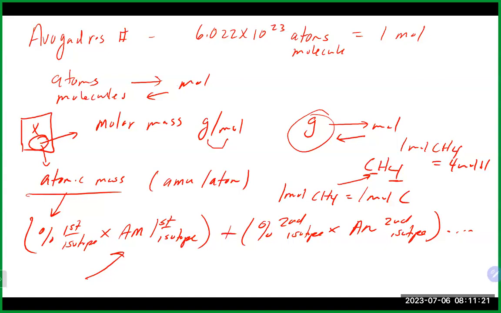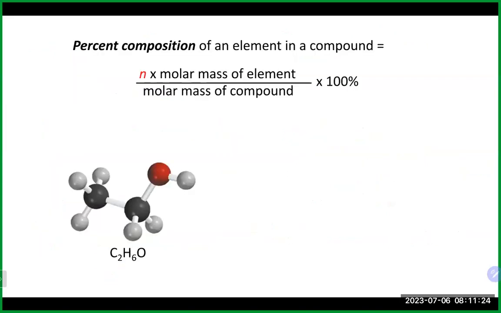So let's pick that up. I think we left off here first, though. A really important part of perhaps calculating something like a molecular formula or an empirical formula, maybe more so an empirical formula, is that a lot of times we can figure out the percent composition of an element in a compound.